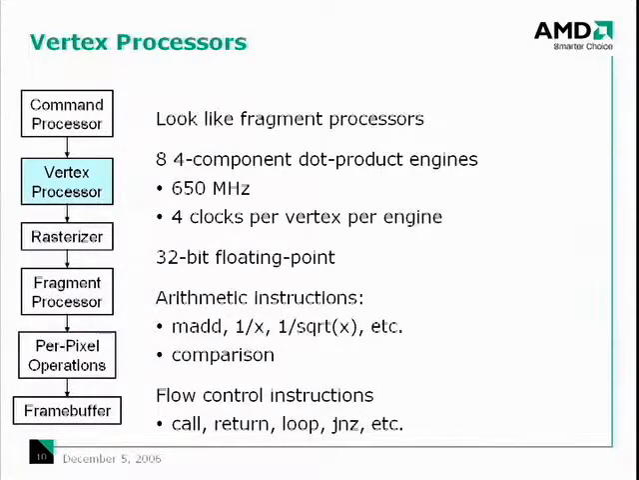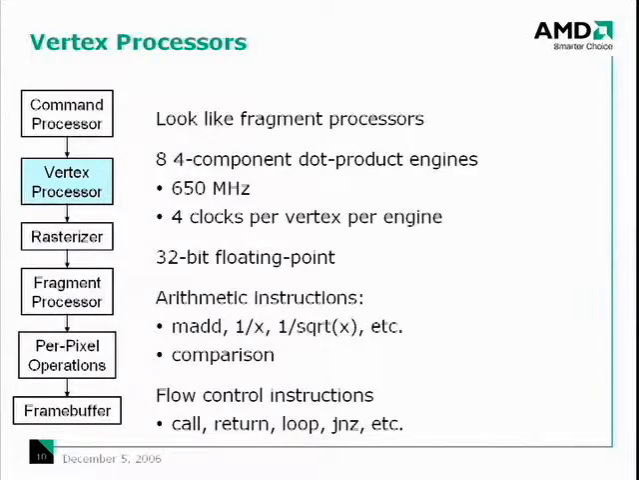They have these 4-component dot product engines. You do 4 clocks per vertex per engine, so this is how we end up with that rate I showed on the first slide of 1.2 billion vertices per second, at the 650 megahertz rate. Okay, these things are 32-bit floating point. They have these arithmetic instructions like multiply, add, 1 over x, 1 over square root of x.